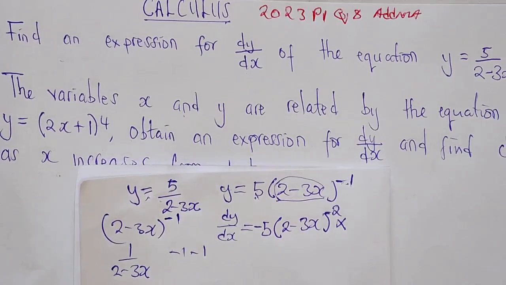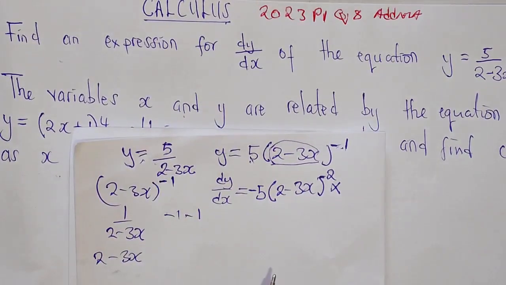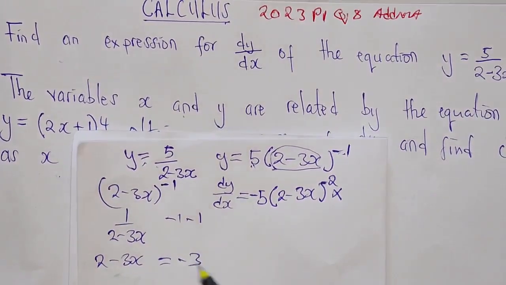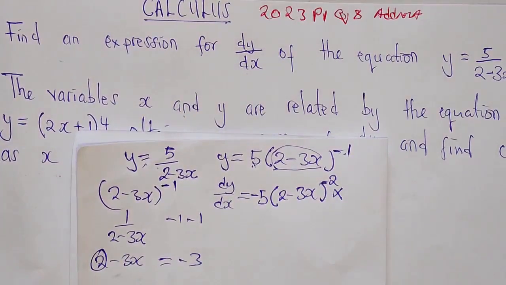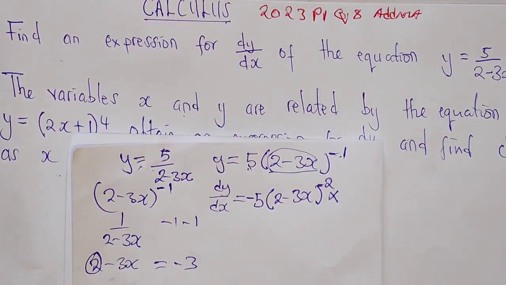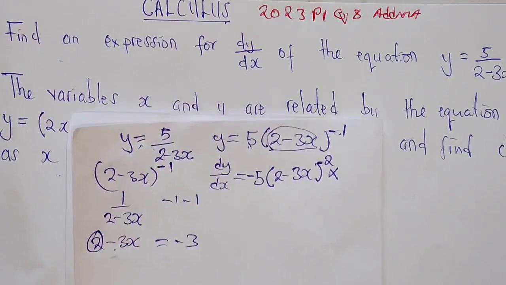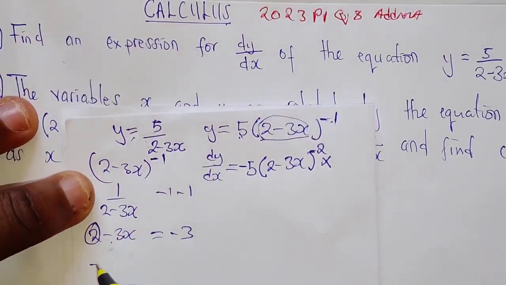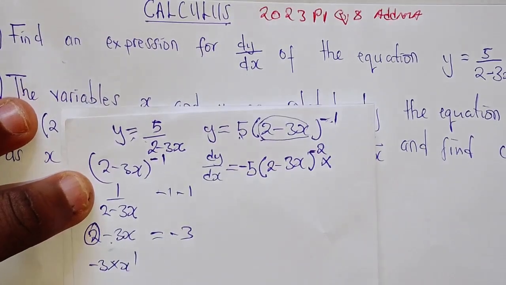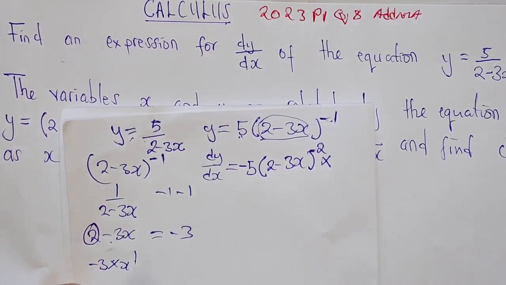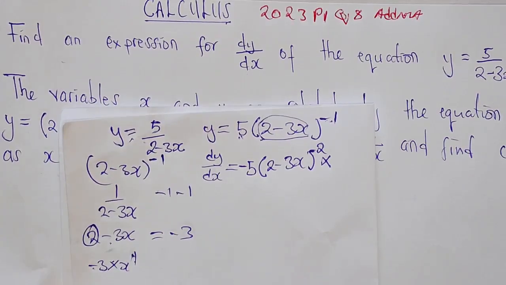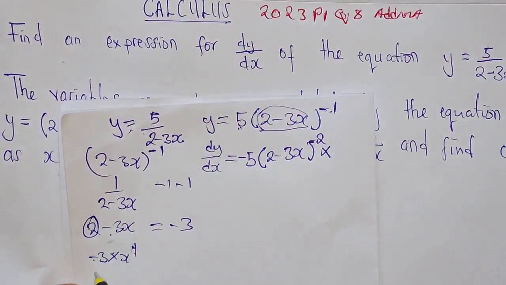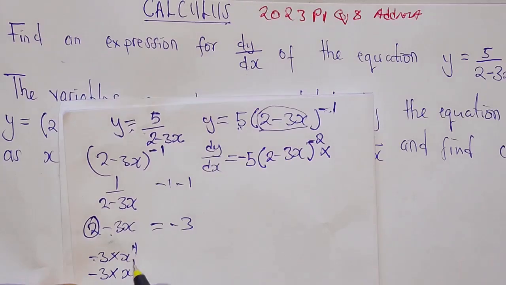Can you differentiate this? You know that when you differentiate 2 minus 3x, we have negative 3. The 2 is a constant term, and when you differentiate a constant term, your answer is 0, so no need of putting it there. Then when you differentiate negative 3x, it gives negative 3, because negative 3x is the same as negative 3 multiplied by x to the power 1. So the power 1 reduces by 1, and we have negative 3 multiplied by x to the power 1 minus 1.